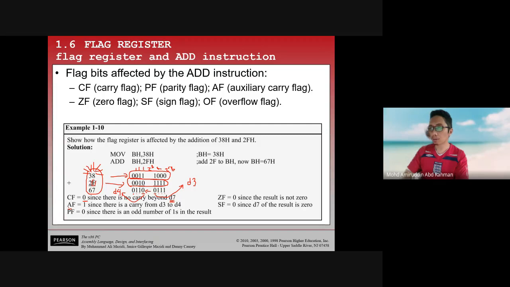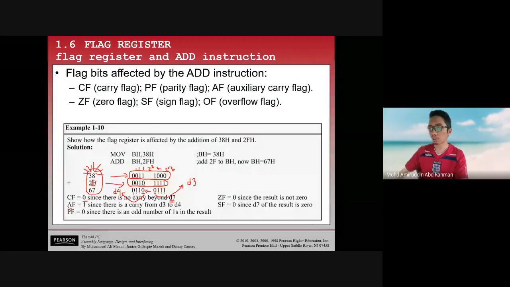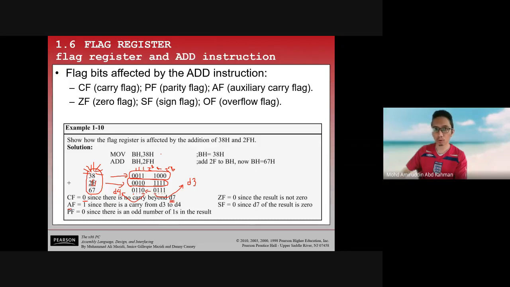Why is PF 0? Because there is an odd number of ones in the result. So what is odd and what is even? Even is what we call 0, 2, 4, 6, 8. But here PF is 0 when there is an odd number of 1s in the result.